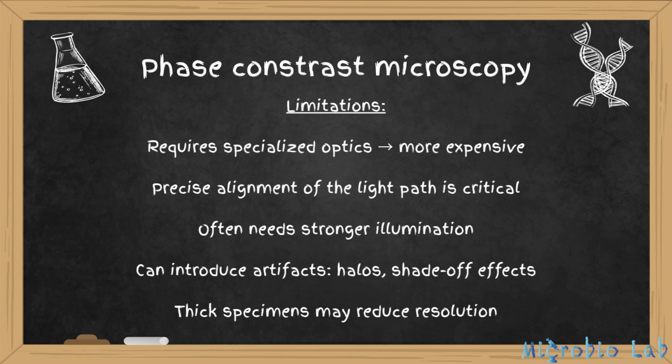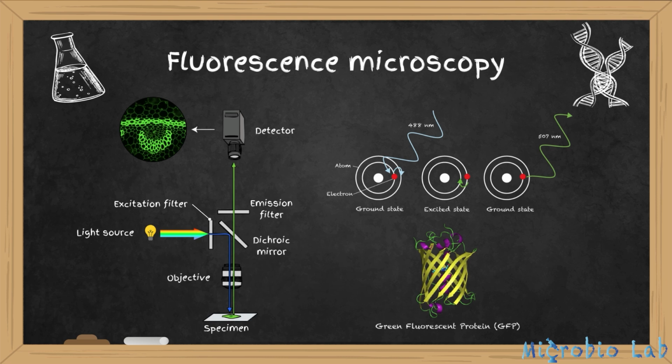For even greater specificity, especially at the molecular level, fluorescence microscopy takes the spotlight. Fluorescence microscopy uses high-energy light, often lasers, to excite fluorescent molecules bound to specific cell targets. These fluorophores emit light at longer wavelengths, enabling highly specific visualization of proteins, DNA, or other structures.